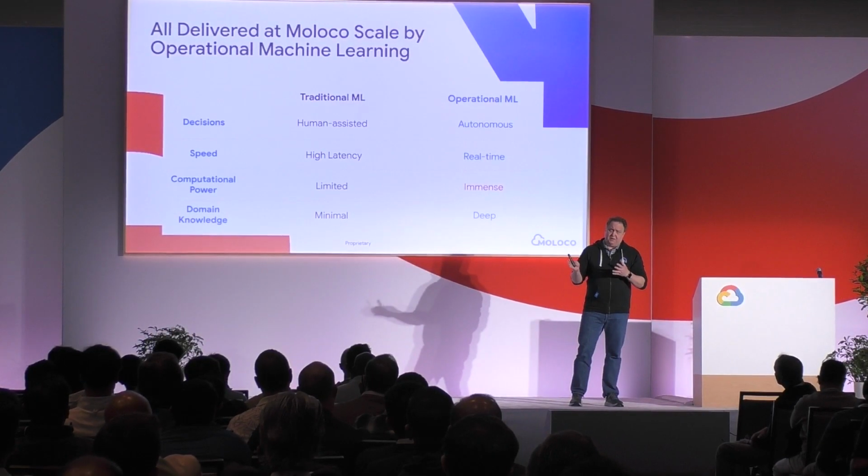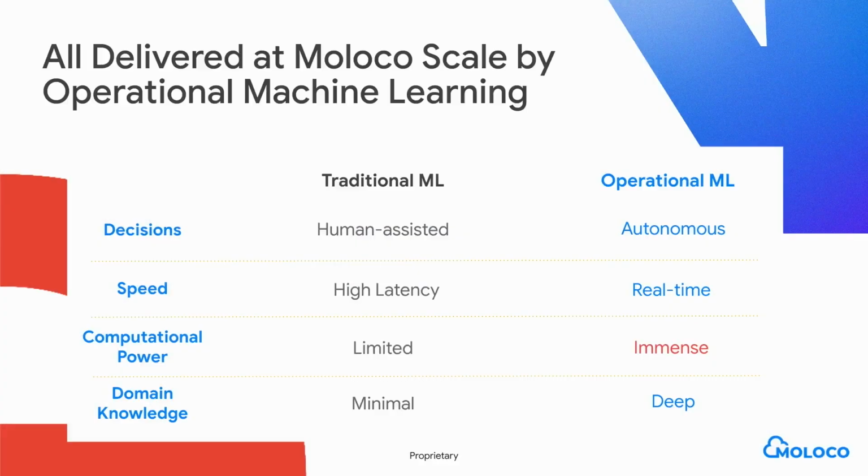So the way that we've been able to scale this up is by leveraging something that Vaibhav referred to as the operational side of machine learning. Whereas traditional machine learning might involve building models in notebooks and maybe occasionally promoting a model to production, with operational machine learning, the entire process is automated. All of our training is automated. All of the decisions are made in real time. And as you can imagine, the computational power to power all of that is really immense.